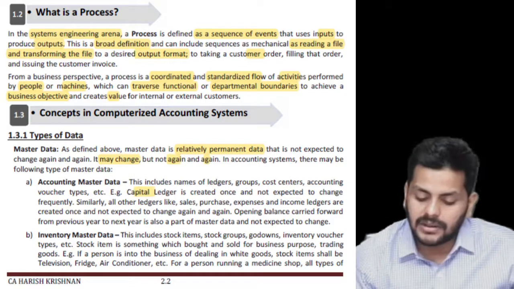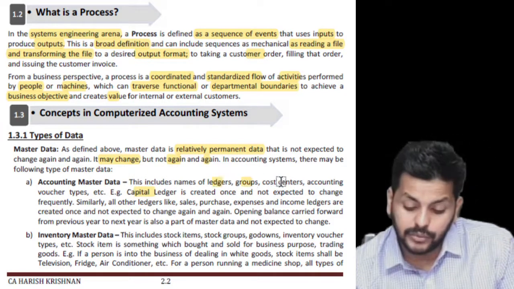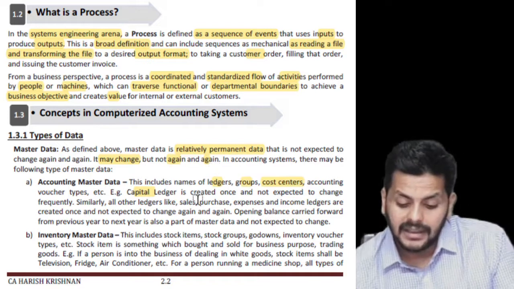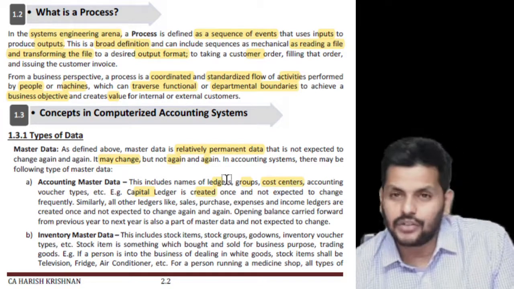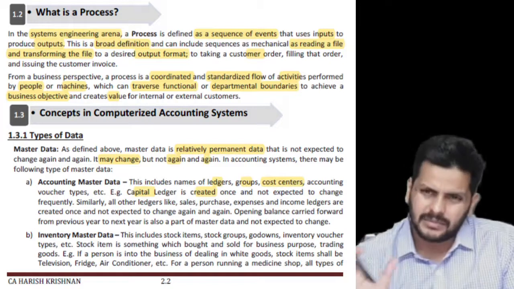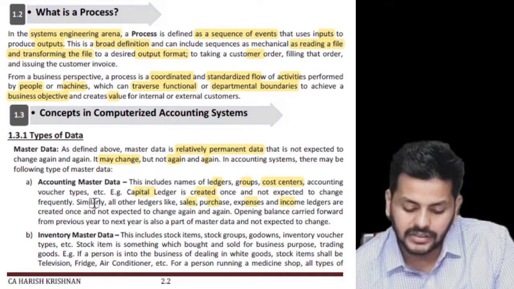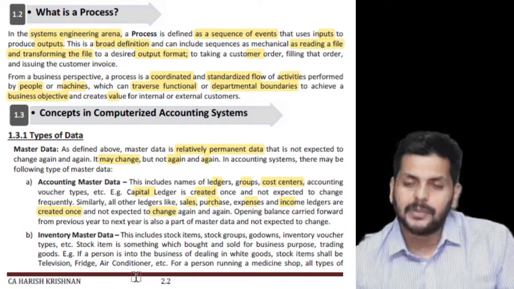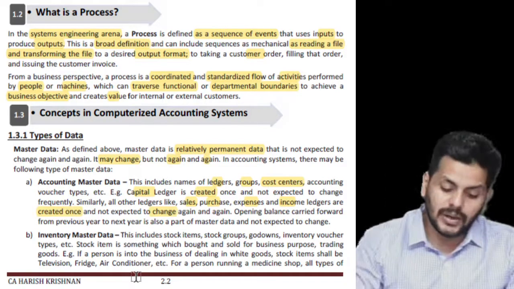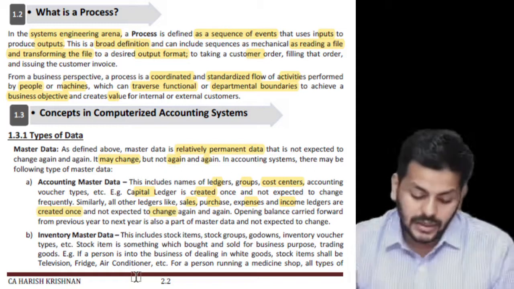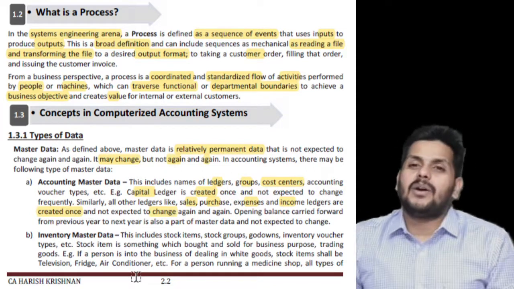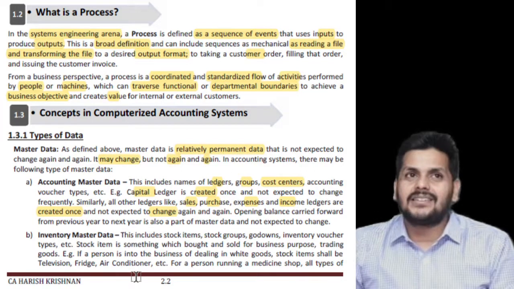So what does accounting master data consist of? All those ledgers, groups, cost centers, etc. Capital is created once and is not expected to change. The amount will change, but as a ledger it won't change. Sales, purchase, expenses, income ledgers are again created once and not expected to change again and again. So you know what accounting master data is. Date, amount, all those will be transaction data, guys.